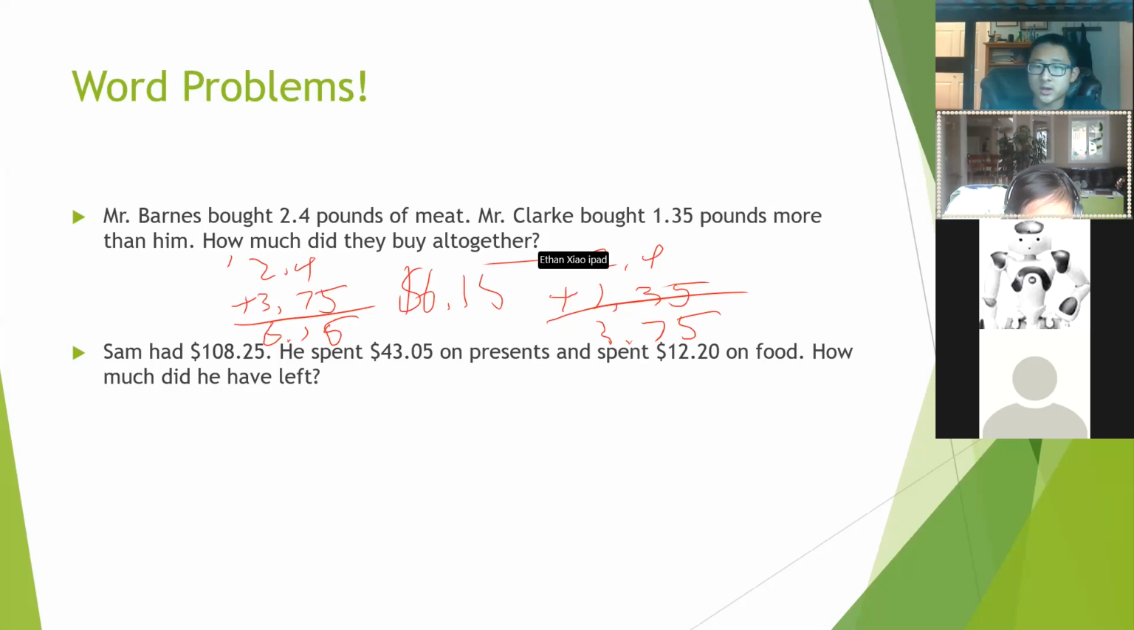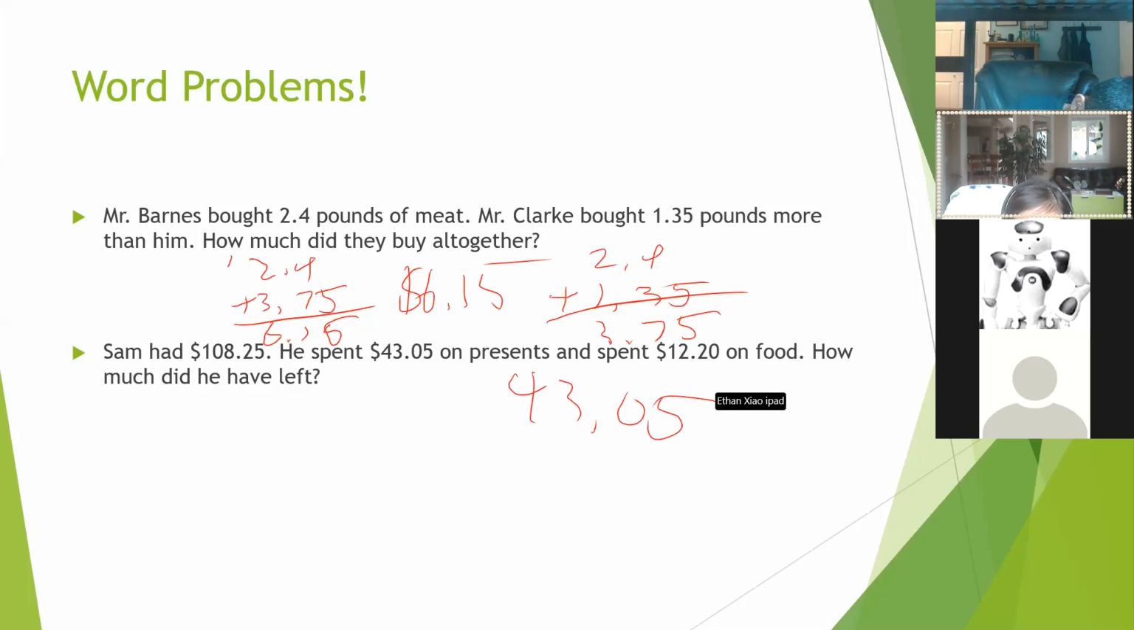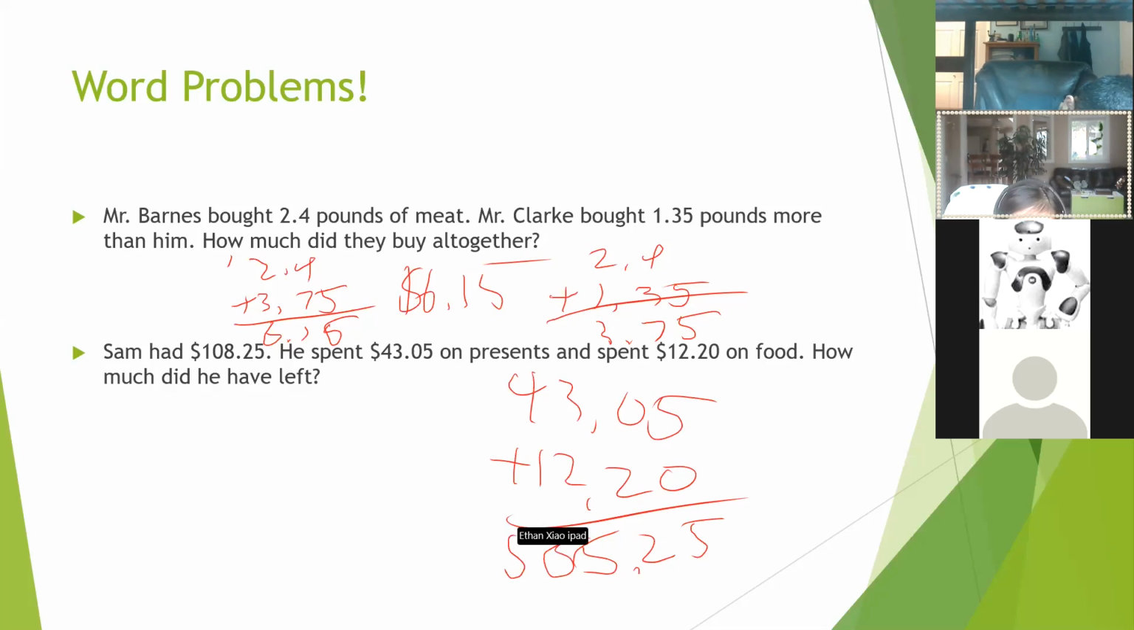Now the second one we have is: Sam had $108.25. He spent $43.05 on presents and spent $12.20 on food. How much did he have left? So what I'm going to do is add 43.05 and 12.20 because this is the total amount of money that he spent. So 43.05 plus 12.20 is 55.25. This is the amount of money he spent.